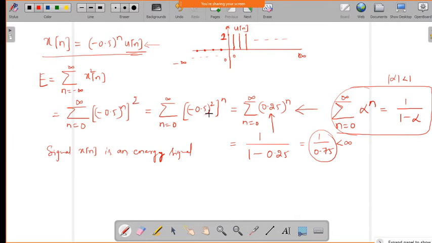This is very important: you have to note down this formula. Even in future problems, if they give different values, look into this problem and this expression, use it accordingly, and find out whether it is an energy signal or power signal. Is it fine? Any doubt? No, sir. Okay, now you can take one more problem and I will leave.